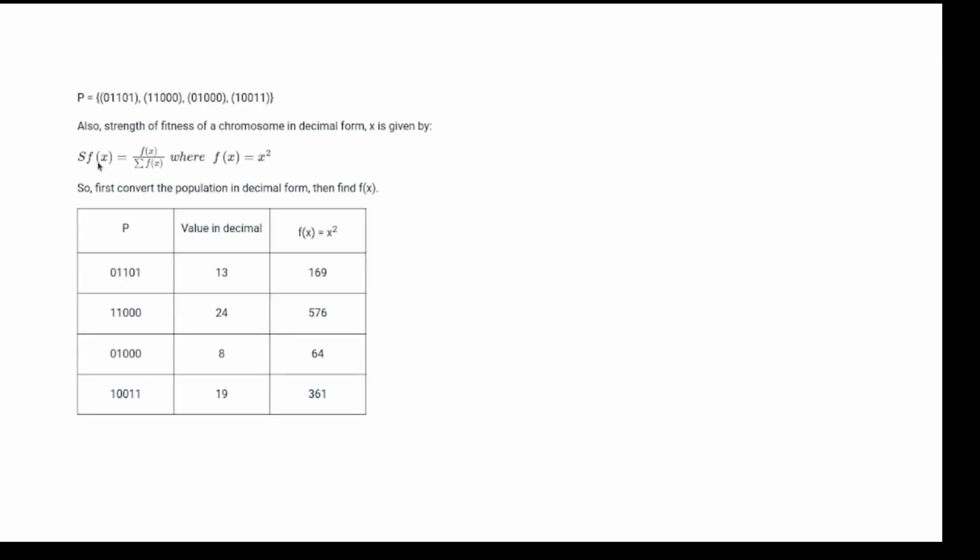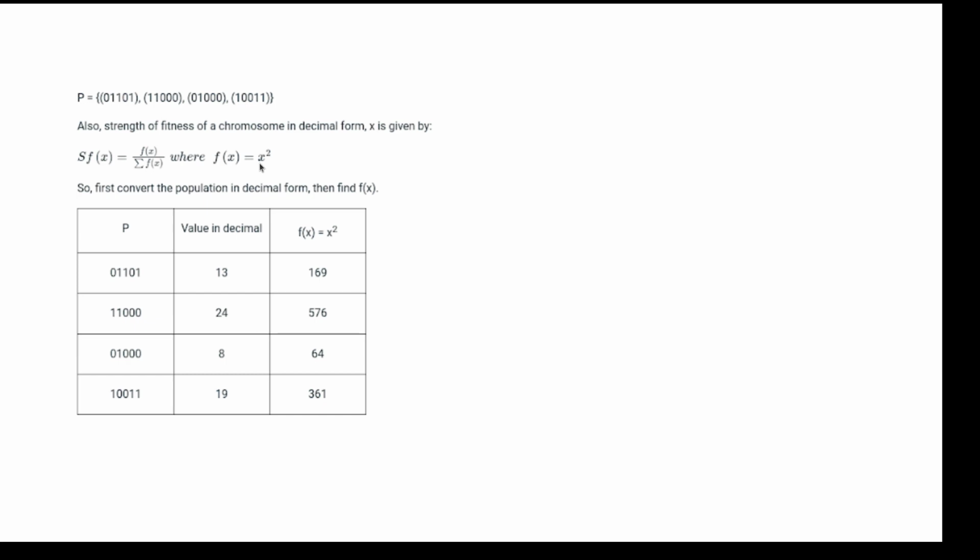Now next question. This is the population given. How does the population look? Binary strings: 0 1 1 0 1, 1 1 0 0 0, 0 1 0 0 0, 1 0 0 1 1. So we are now calculating the fitness function. The fitness function looks something like this: f(x) over the summation of f(x), where f(x) is x squared.